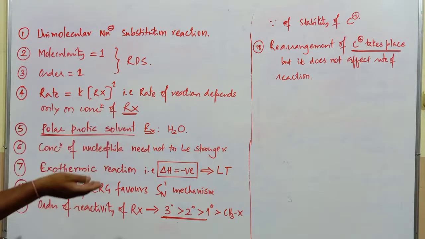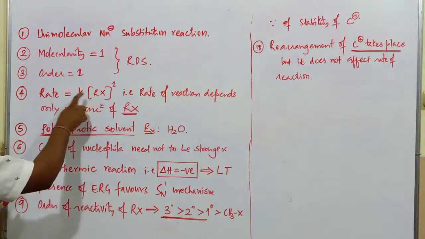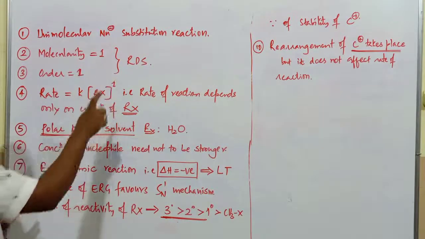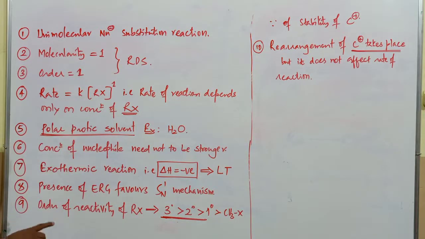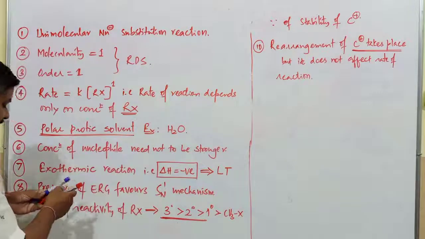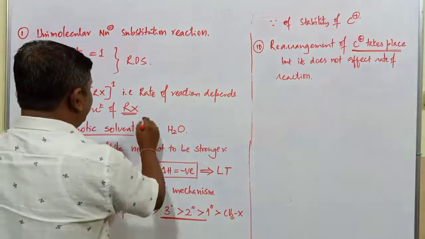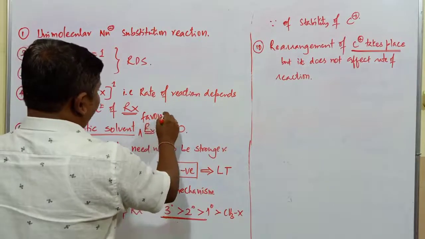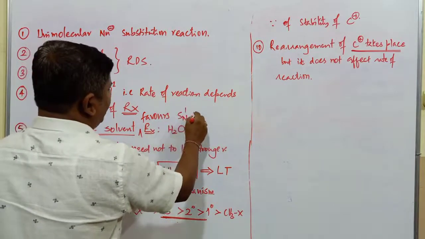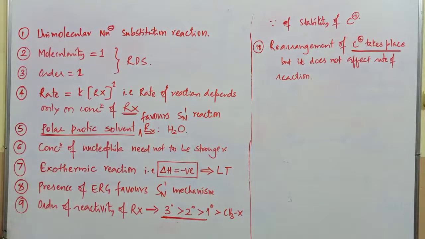That is, the slow step is considered as RDS. In that slow step only alkyl halide is there, so the rate depends only on the concentration of alkyl halide. And the rate of the reaction does not depend upon the concentration of nucleophile. Already I have mentioned that. So polar protic solvent favors this SN1 mechanism. It favors SN1 reaction. This particular reaction takes place very easily in polar protic solvent.